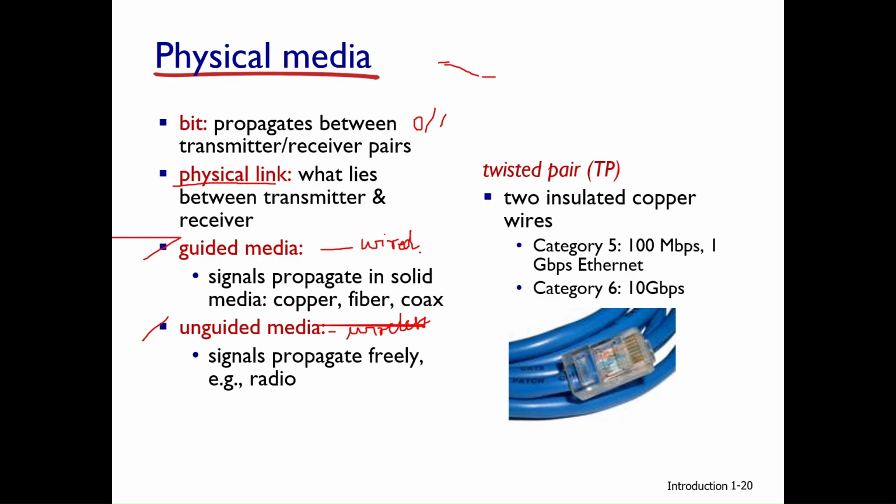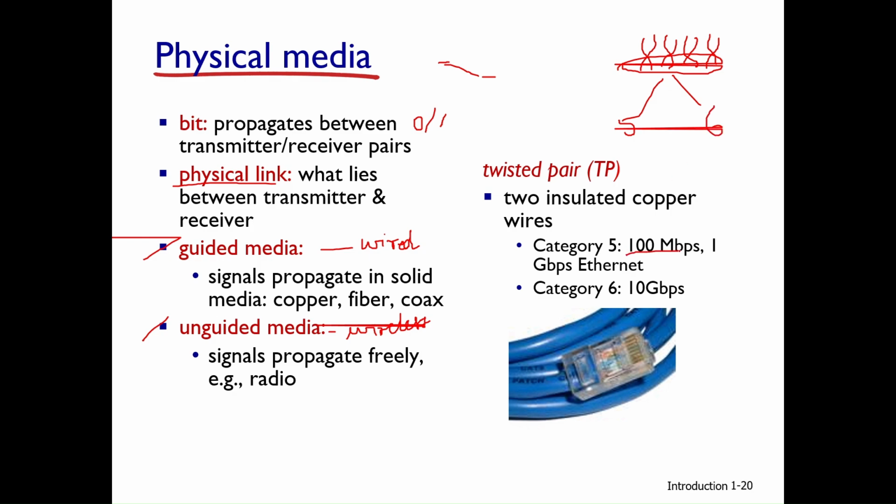Twisted pair: two insulated copper wires that are twisted together. These usually come in the form of four pairs of twisted-pair copper wires encapsulated in a rubber sheath, and there are two types: category 5 and category 6.